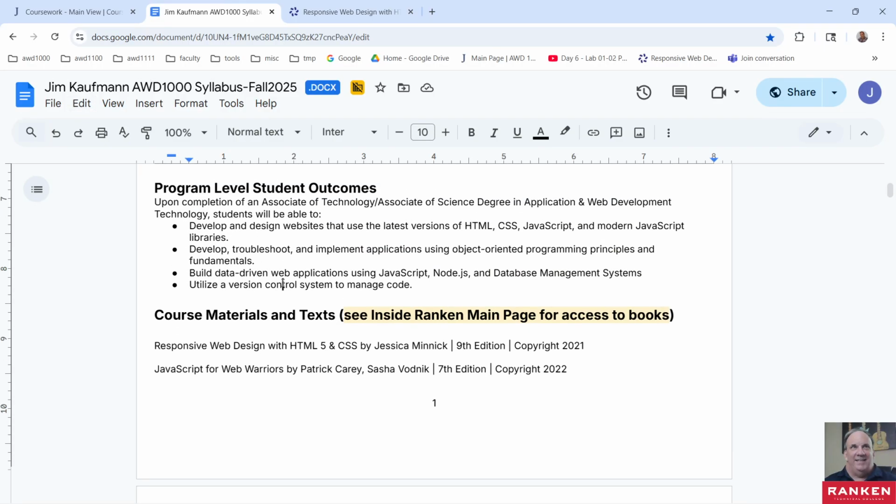And utilize a version control system to manage code. And that's what we're going to be using. We're going to be using GitHub. GitHub and Git are kind of a different thing. GitHub is a place where the code goes. Git is basically an application that's installed on your computer and that tracks the files that have changed. And we'll see how that works a lot more tomorrow.